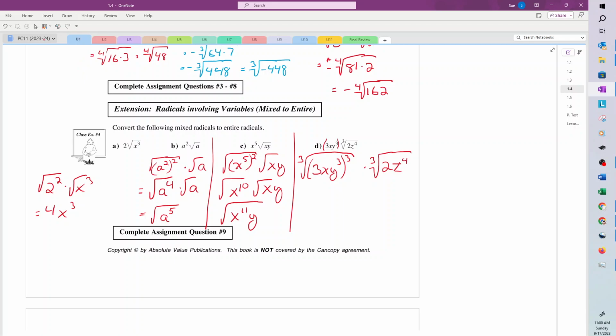Okay. Now remember, when I'm cubing this, the cube applies to everything in here. So it's going to be the cube root of the 3 gets cubed, so that's 27. The x gets cubed, so that's x cubed. And the y cubed gets cubed, so that's y to the 9. Okay, and then that's times the cube root of 2, z to the 4.